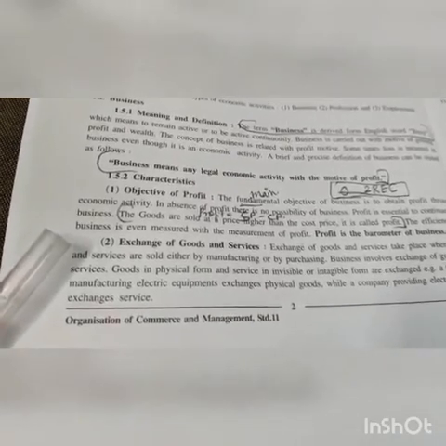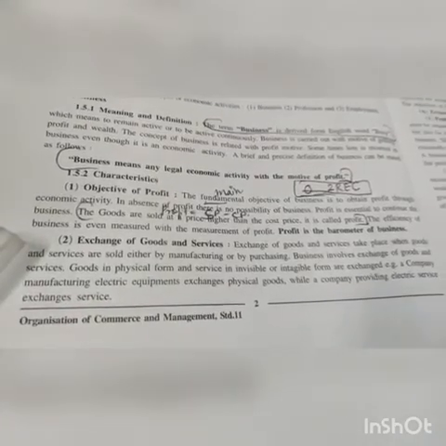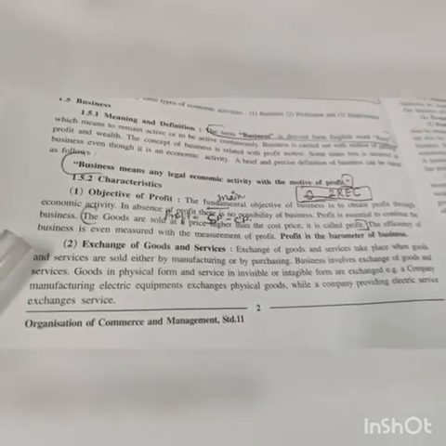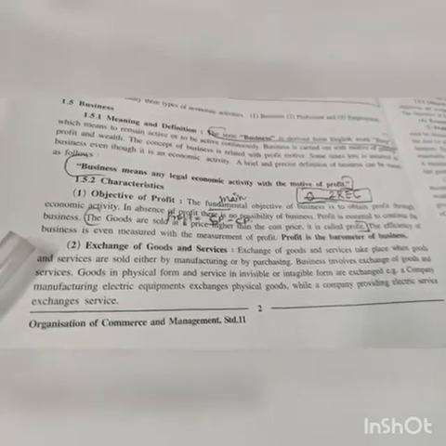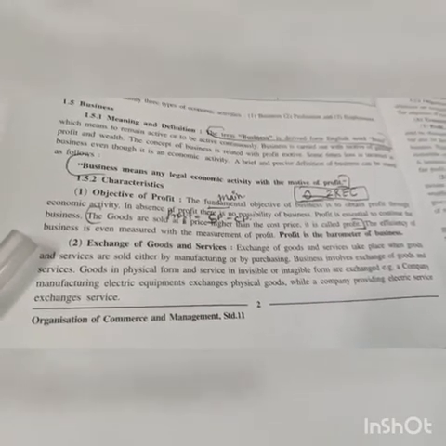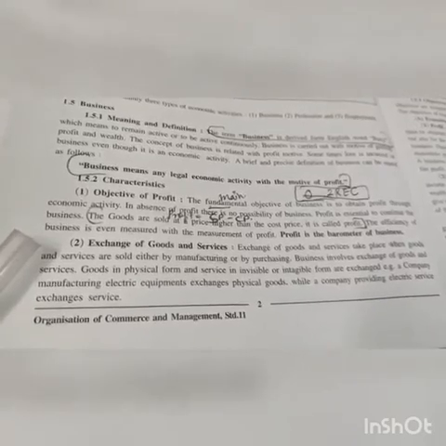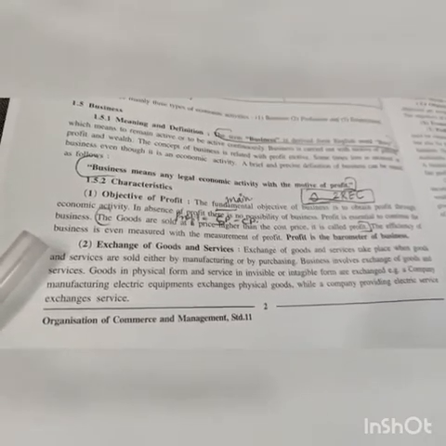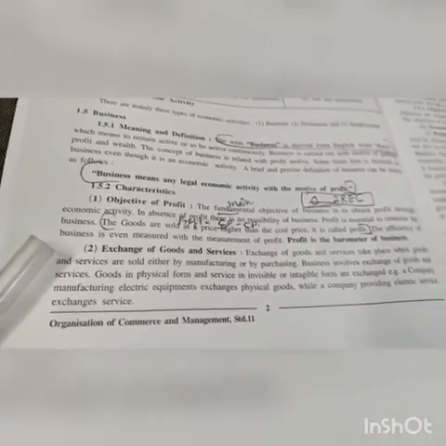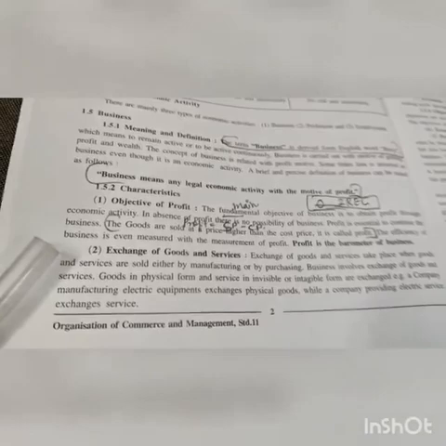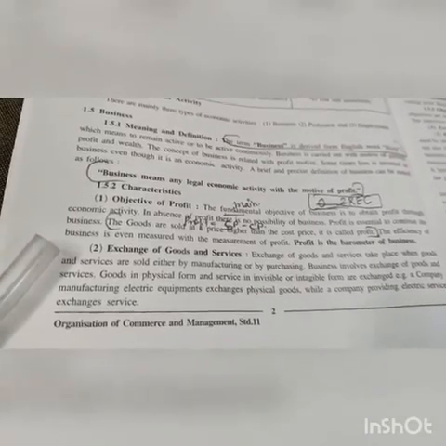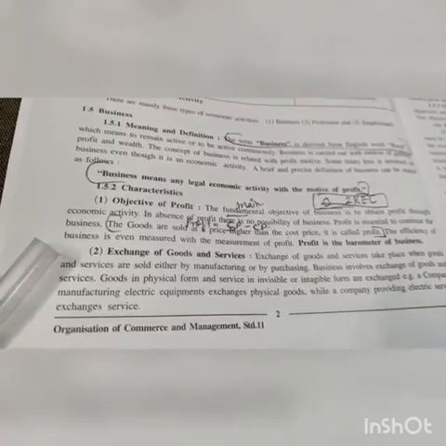Then we'll see the second point: exchange of goods and services. See what you are doing in business. Exchange of goods and services takes place when goods and services are sold either by manufacturing or by purchasing. I will give you both examples. If you are going and purchasing shoes from the shop, that is goods, this is known as exchange of goods. When you are going to a lawyer and telling him to solve a case for you, you are taking the service of the lawyer. So that is services.